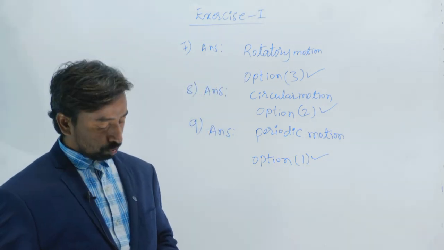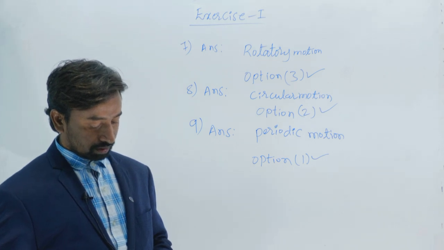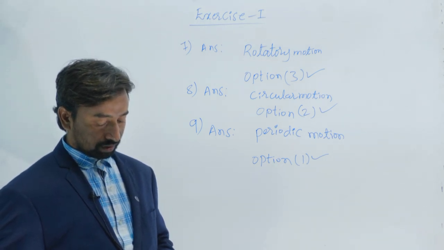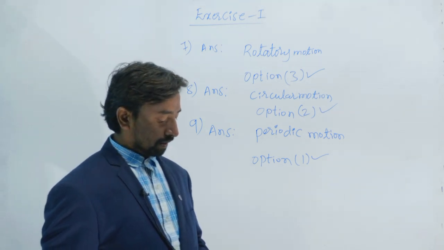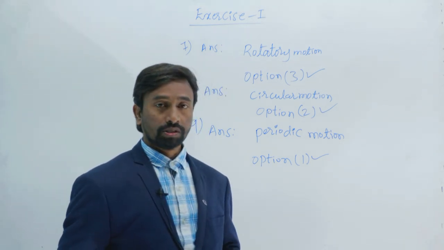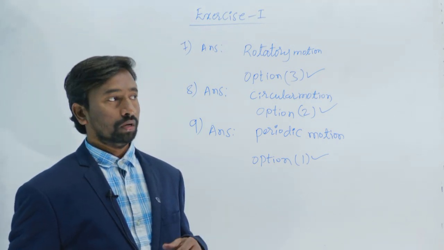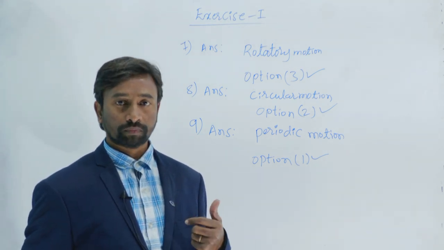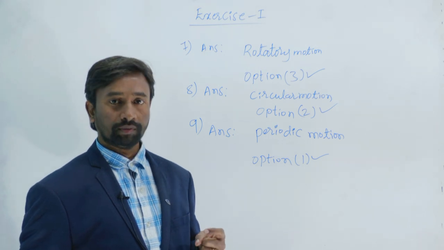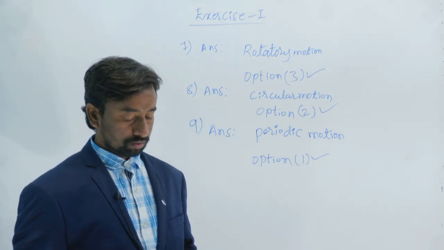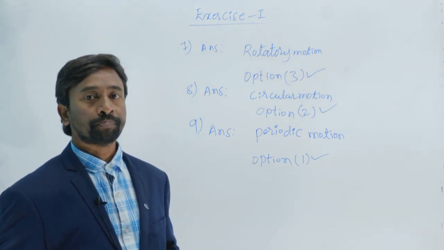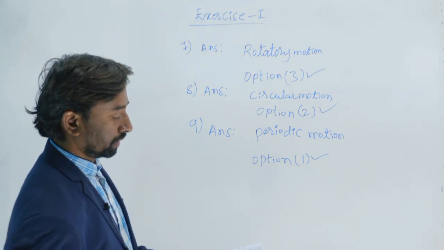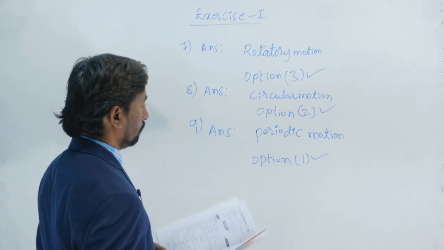The movement of the moon around the earth repeats after every 30 days, and dash is the motion. So it is also periodic motion. The moon rotates about the earth, and in a month it completes one round. So for every month it repeats its motion, so it is said to be periodic motion. So this is also option 1 only.